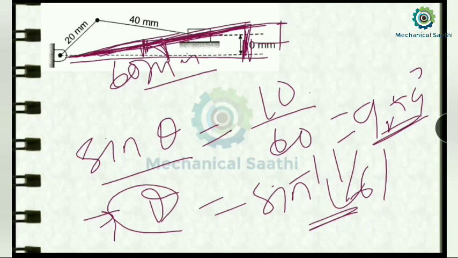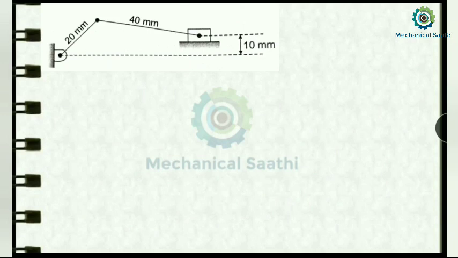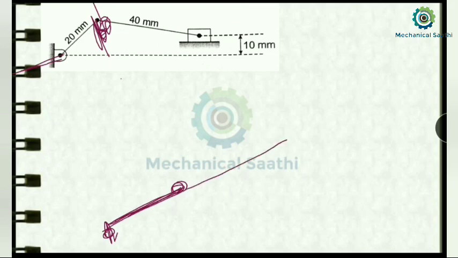Now let us try to draw the left extreme position. The left extreme position will be somewhere here. Let me draw over here. Let this be the fixed point, and your crank radius is somewhere here. This point will be somewhere here, and your connecting rod will be somewhat like this.